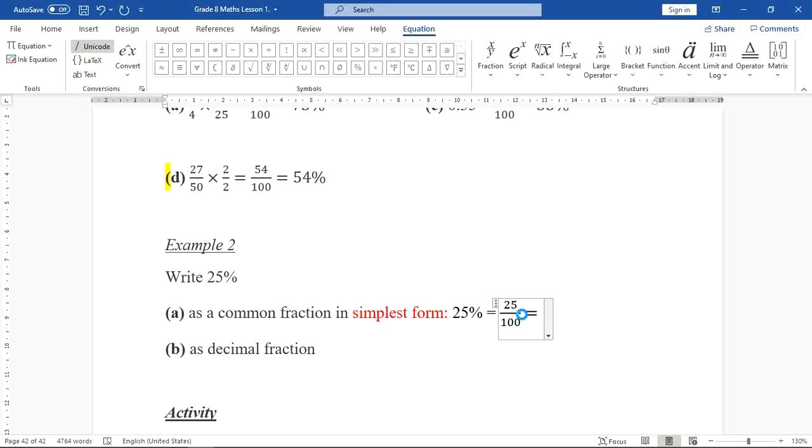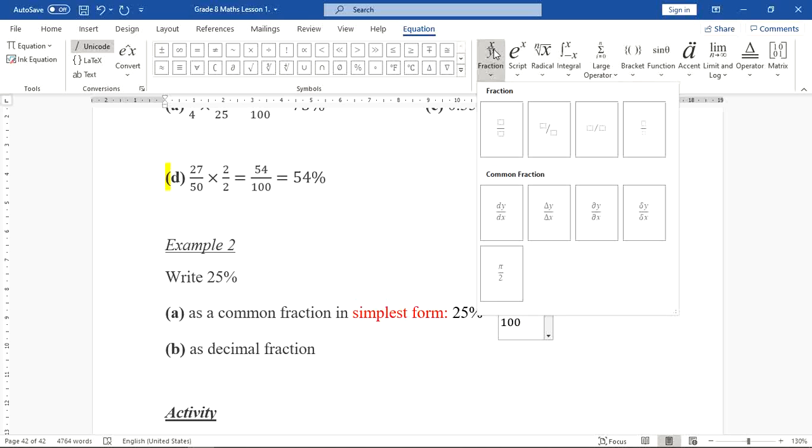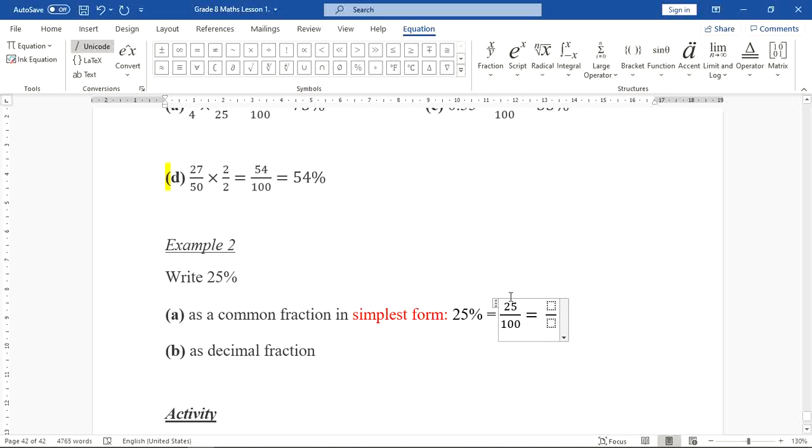So do you remember how to write a fraction in simplest form? You do that by dividing the numerator and the denominator by what we call the highest common factor. So what is the highest common factor of 25 and 100? It's none other than 25 itself. So 25 goes into itself once, and 25 goes into 100 4 times. Alright, so 25% as a common fraction is 1 over 4.